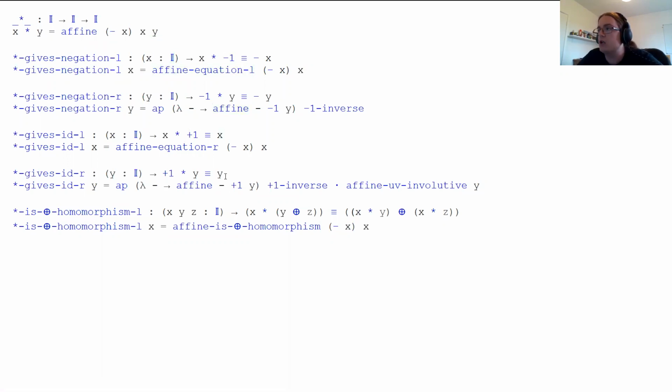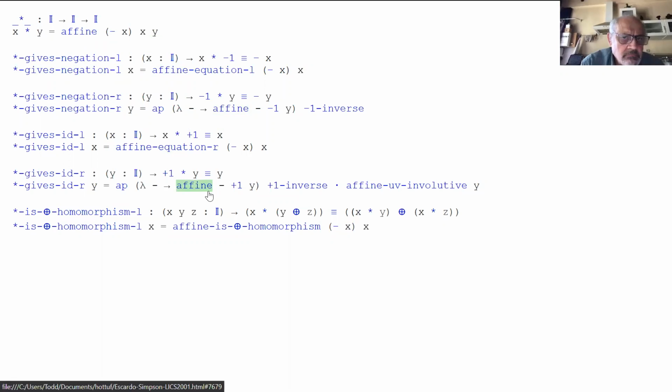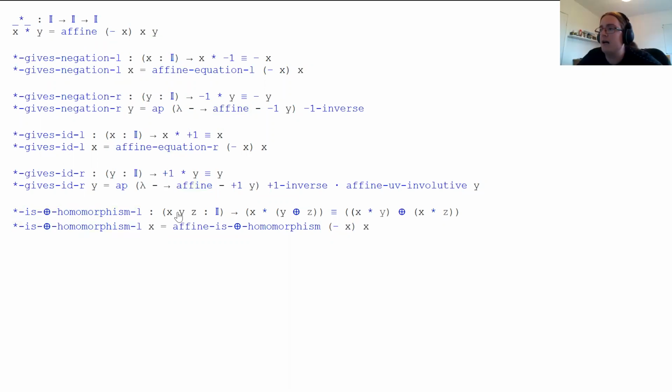And so we get these equations out here. For example, the fact that multiplication is a midpoint homomorphism, we have for any x, y, z, x times (y midpoint z) is the same as (x times y) midpoint (x times z).